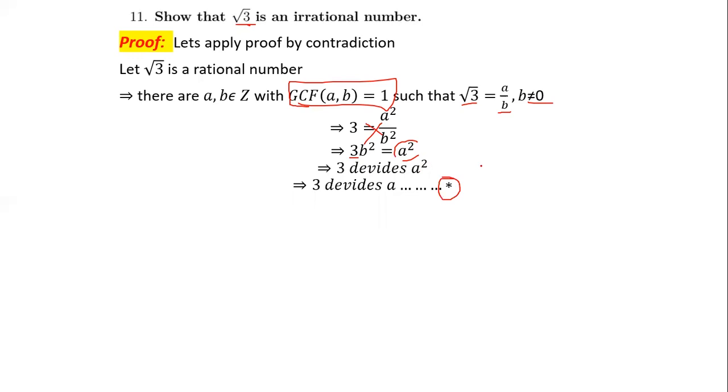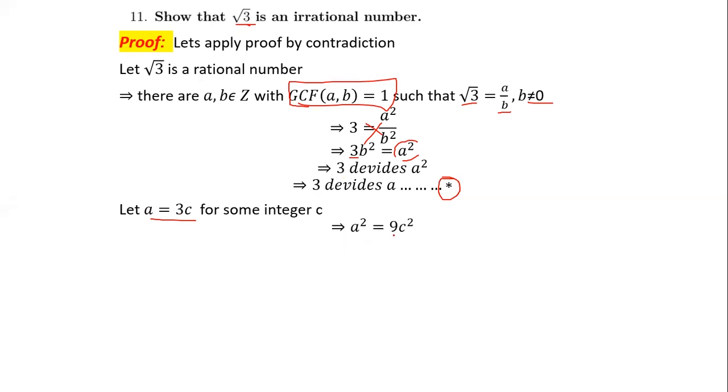Let us call this one star. Next, if a is a multiple of 3, or 3 divides a, it means that there exists another integer such that 3 times that integer gives a. This could be c, and a is equal to 3c, since 3 is a factor of a, or a is a multiple of 3.